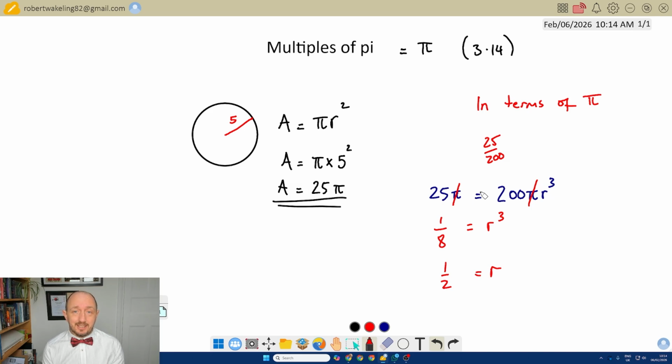So the lesson to take away really is try to keep the pi in your calculations as long as possible, and only change it into a decimal if you're asked to round at the end.